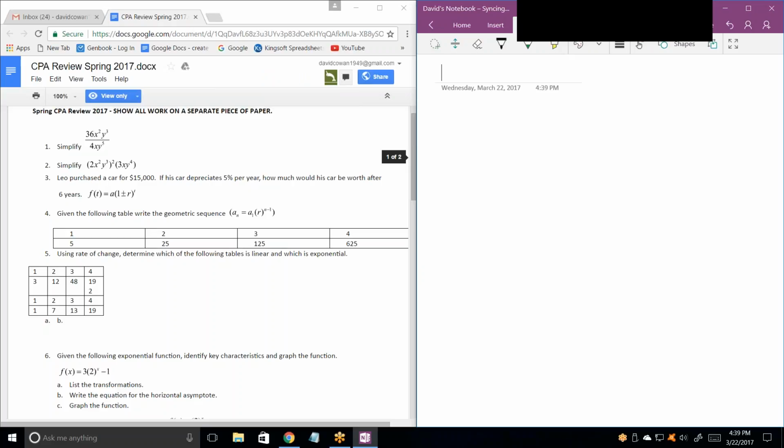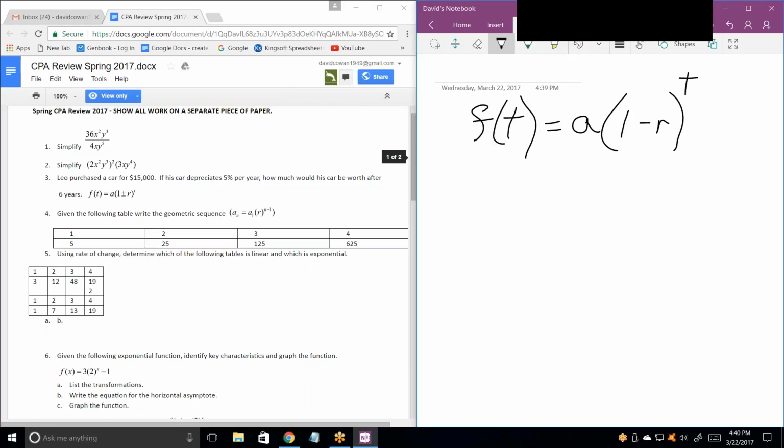Okay, so here we have depreciation. Using the function, the value of the car, which I'm going to call f of t, at the end of some number of years, is equal to its starting value, a, times 1, and since it's depreciating, it's minus r. If it was appreciating, it would be plus r. T is the number of years.